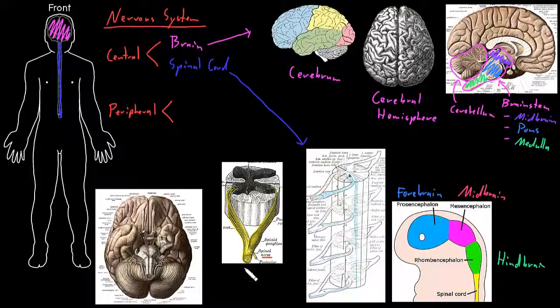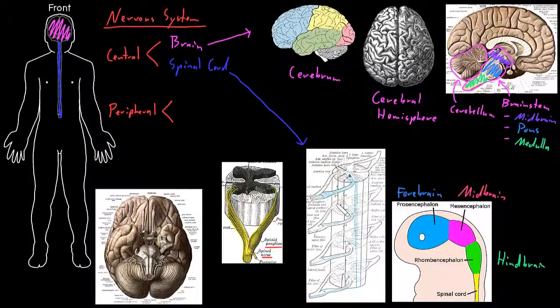These are these long stringy structures that are going to go all over the body. And nerves carry the axons of neurons. The second main structure of the peripheral nervous system are called ganglia. A ganglion is singular and ganglia is plural. And ganglia are these lumps that are attached to nerves, and they contain the somas of neurons.